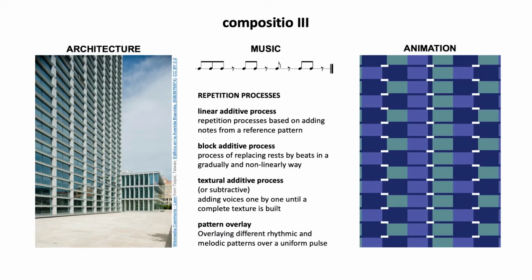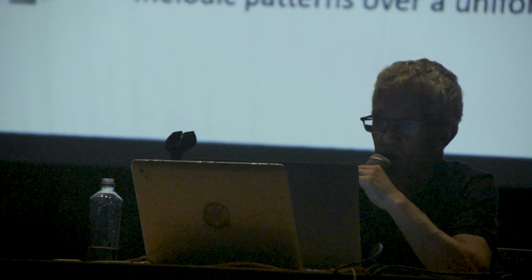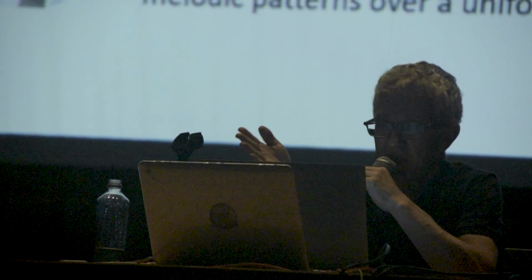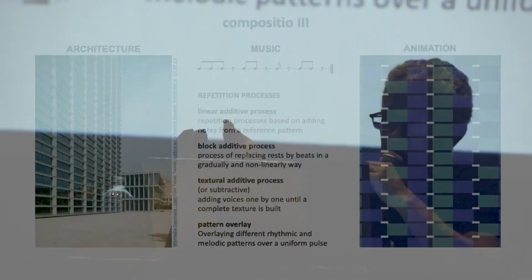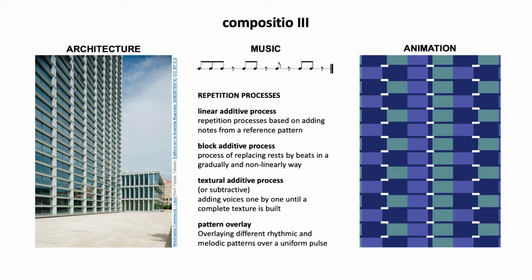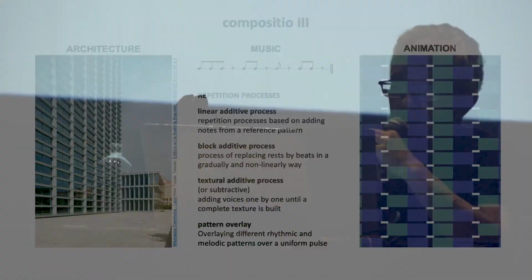So in the beginning we begin with the blue, and then we start constructing things, and in the end we have very patterns and textures related to this architectural elevation. And then there's also this idea of block additive process, a process of replacing rests by beats in a gradually non-linear way. In the visuals, also you have empty spaces that are filled with images. Then there is this idea of textural additive process, adding spaces one by one until you complete a texture. And finally, pattern overlay, the overlaying of different rhythmic and melodic patterns over a uniform pulse. As you notice, there is a pulse, so a line is going tuk tuk tuk tuk. So everything is constructed inside of this pulse.